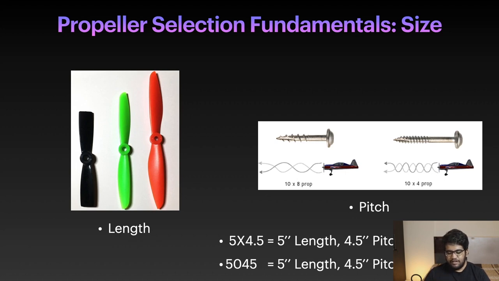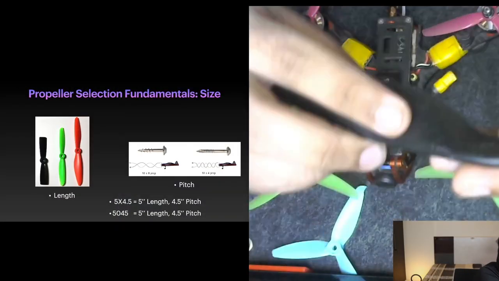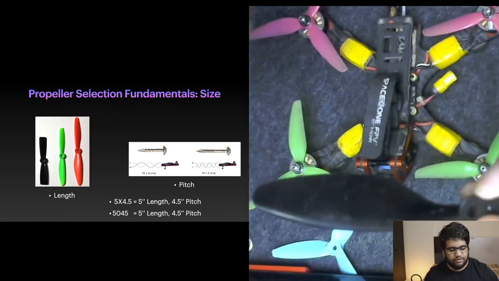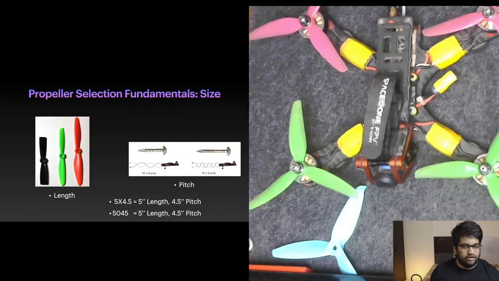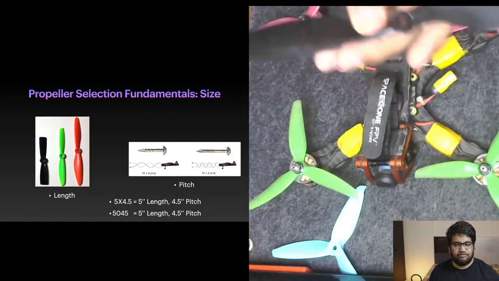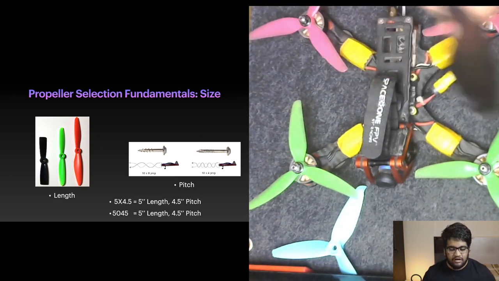So when you are buying a propeller, if I go to the overhead cam, here you will see that a propeller has some markings on it. I'm not sure if you are able to see, but it says 10 x 4.5. So 10 x 4.5 means the propeller is 10 inches long and has a pitch of 4.5 inches. In propellers, everything is in inches.